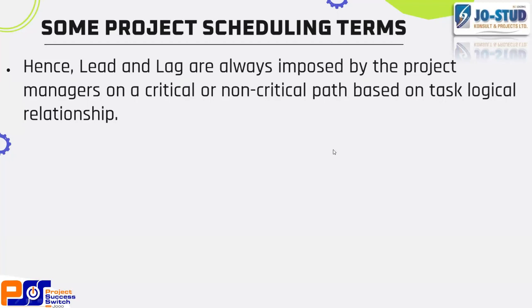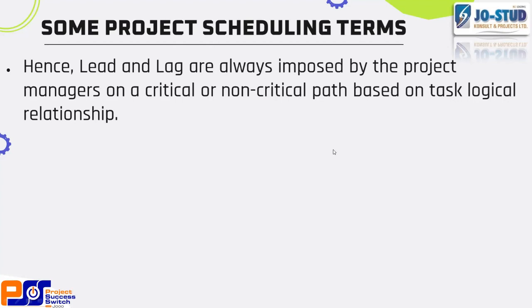My point is lead and lag. Do not apply lag on a critical path. Apply it on a non-critical path because you are delaying activity. But when you are actually fast tracking a project, what you are doing is adding leads to your project. And as you are adding leads to your project, you can do them on a critical path.